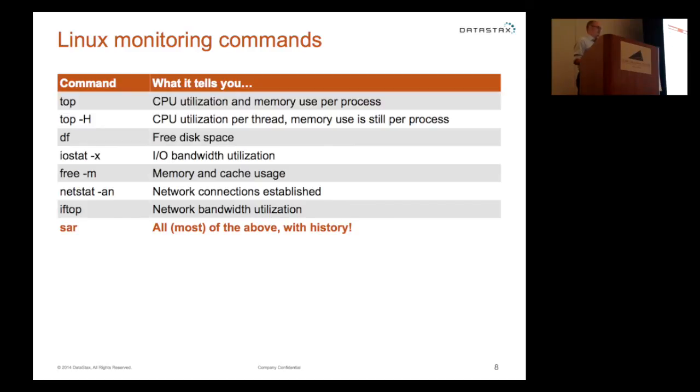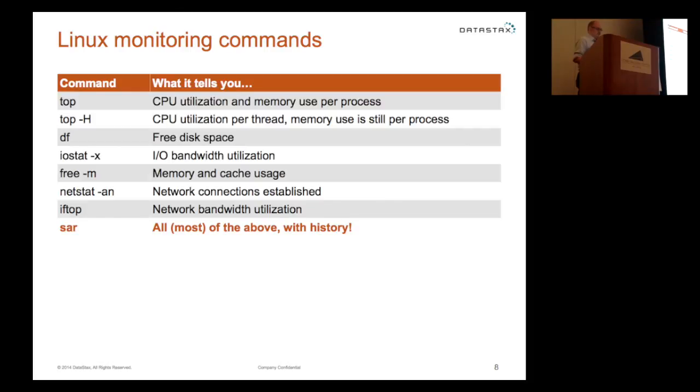iostat -x to see the I/O bandwidth utilization. Things like how many requests are in the disk queue, how long is the average wait, basically anything about your disk. free -m to check on how much memory you have free and how much memory is devoted to cache. netstat -an so that you can see what connections have been established to what hosts. iftop is a utility for network bandwidth utilization.